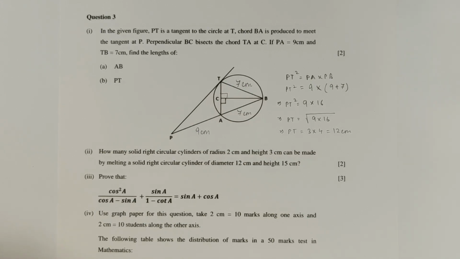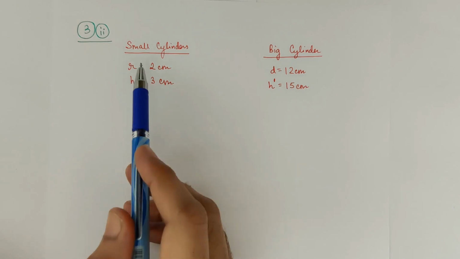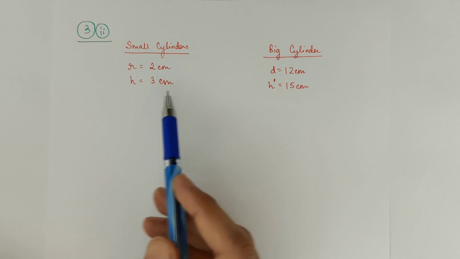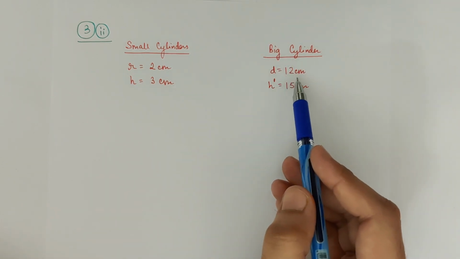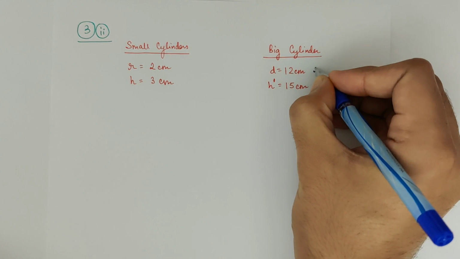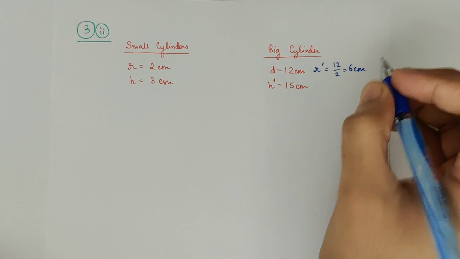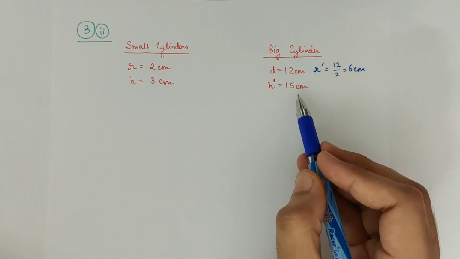How many solid right circular cylinders of radius 2 cm and height 3 cm can be made by melting a solid right circular cylinder of diameter 12 cm and height 15 cm? A question from mensuration. Let's solve it. Guys, first of all, we have the small cylinders with radius 2 cm and height 3 cm. Then we have the big cylinder with diameter equal to 12 cm. That means the radius R dash will be 12 by 2, which is 6 cm, and the height H dash is equal to 15 cm.